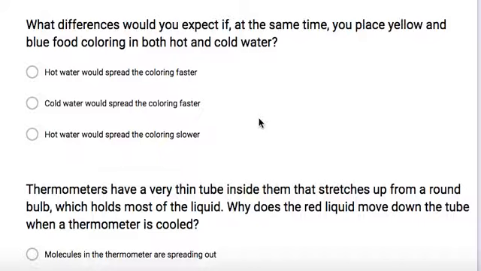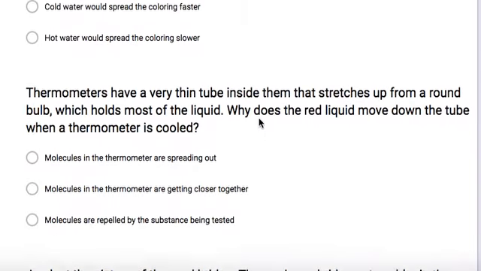What differences would you expect if, at the same time, you place yellow and blue food coloring in both hot and cold water? Hot water would spread the food coloring faster. Cold water would spread the coloring faster. Hot water would spread the coloring slower.